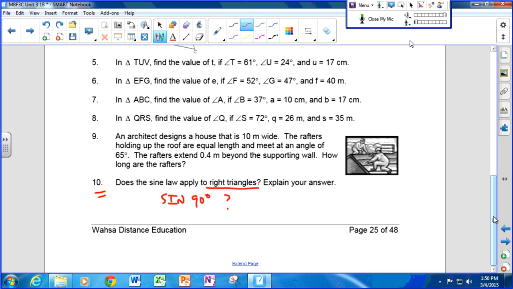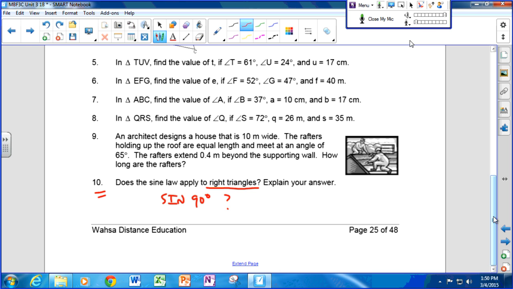So, what happens when one of your angles is 90 degrees? Because remember that in a right triangle, the side opposite the 90 degree angle is going to be the longest side, the hypotenuse. Okay, so anyway, try a few things and see if you can explain that one.